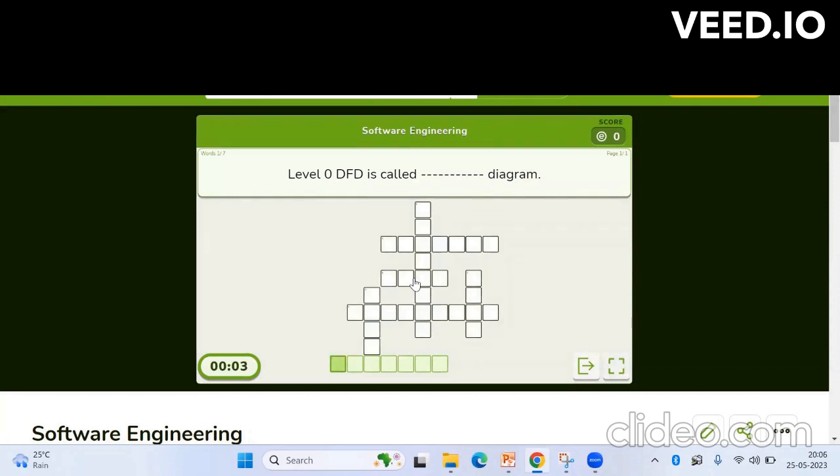Yes, the first question is Level 0 DFD. So the other name for level 0 DFD is context diagram. Yes.